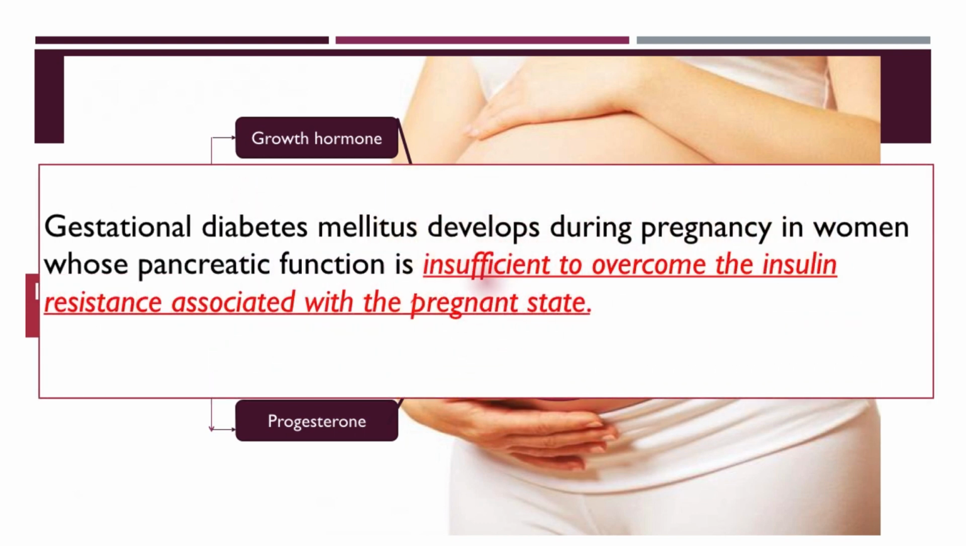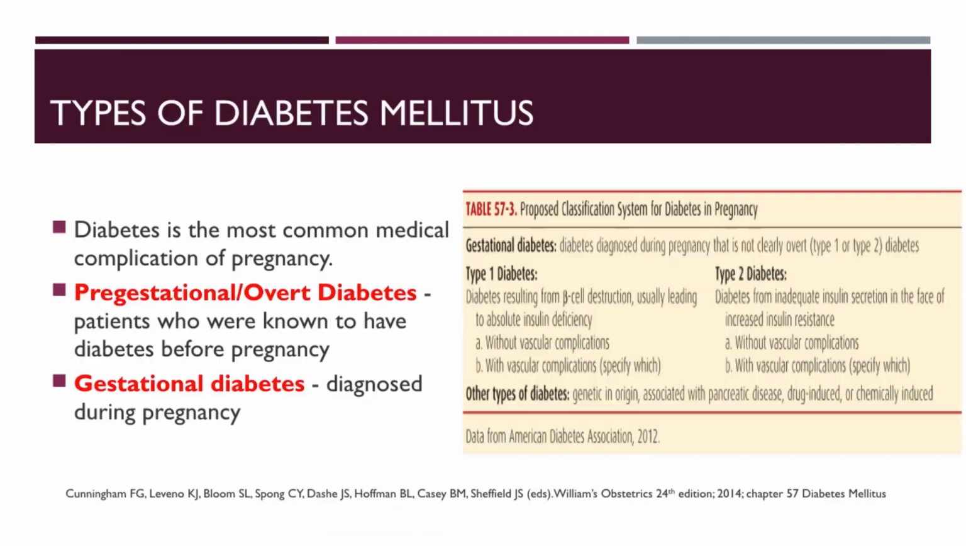Gestational diabetes mellitus develops during pregnancy in women whose pancreatic function is insufficient to overcome the insulin resistance associated with the pregnant state. Among the main consequences are increased risk of preeclampsia, macrosomia, and cesarean delivery, and other associated morbidities. Diabetes is the most common medical complication of pregnancy.